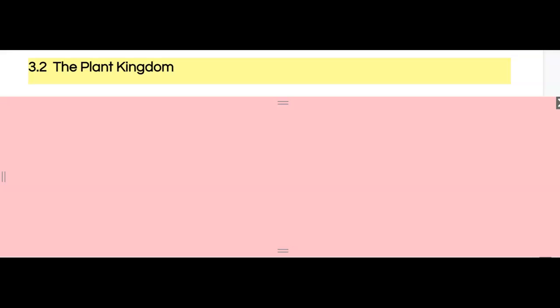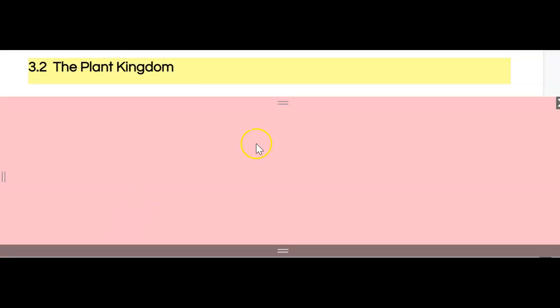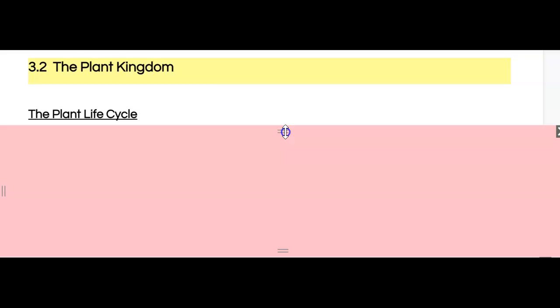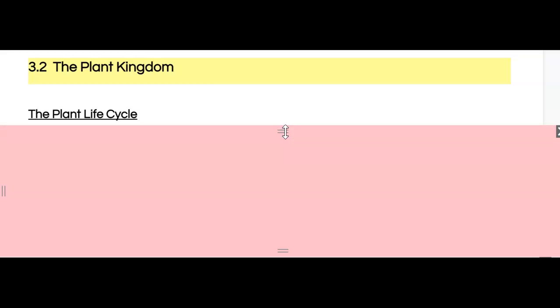So I've given you the option to simply read through the note, but if you would prefer to have an explanation to accompany the note, here it is. So we're going to be talking about the plant life cycle. And when we talk about life cycle, we're talking about seed to plant, back to seed to plant. That's a cycle that continues.